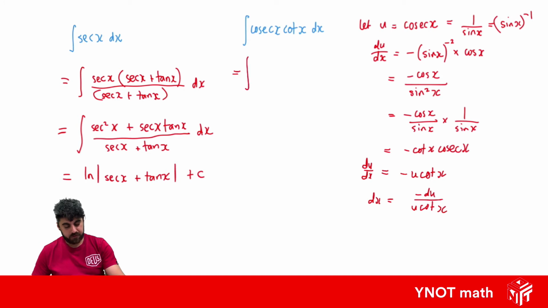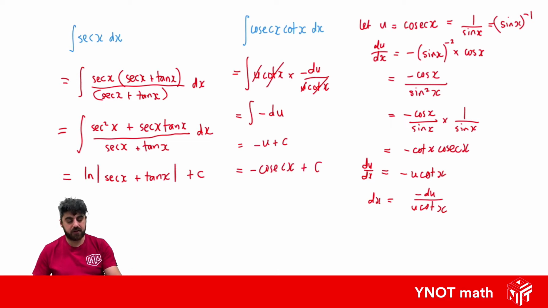So all this is going to equal cosec x is u, we'll leave our cot x, and dx we know is minus du over u cot x. And what's going to happen? The u and the u will cancel, cot x and cot x will cancel, so we're just left with the integral of minus du. This is just going to be minus u plus a constant, and remember we let u equal cosec x, so put it back in terms of x, so we're just going to get minus cosec x plus a constant as the integral of cosec x times cot x.